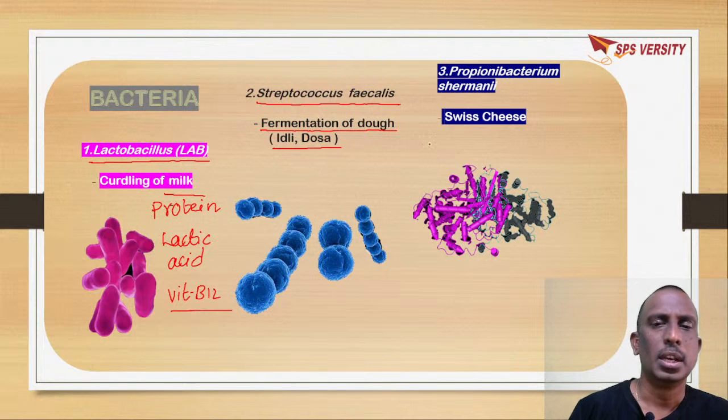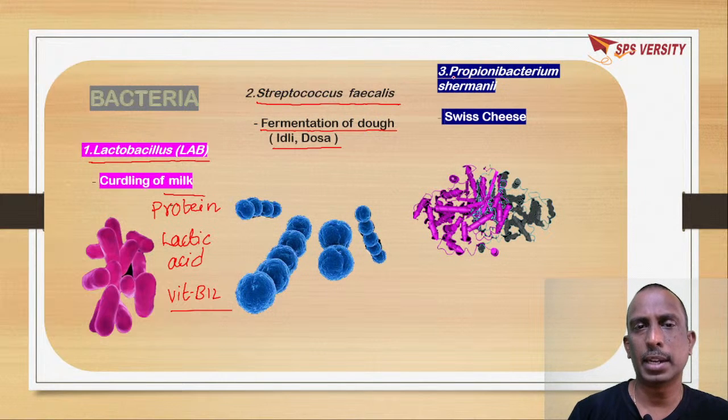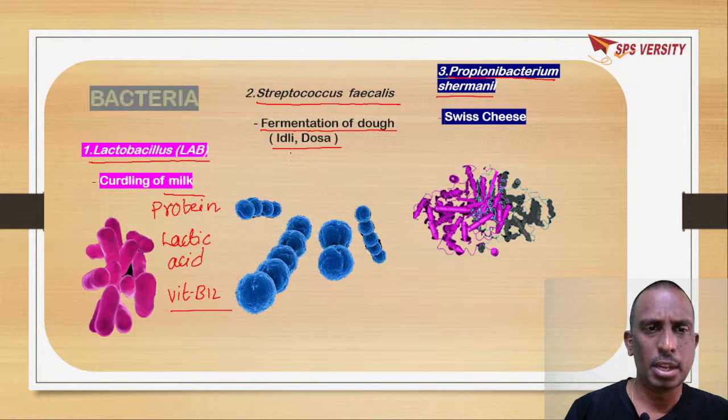And next, Swiss cheese, a type of cheese, is manufactured from a bacteria called Propionibacterium shermanii. So this cheese, the idli, dosa, the curd, we use in our household.